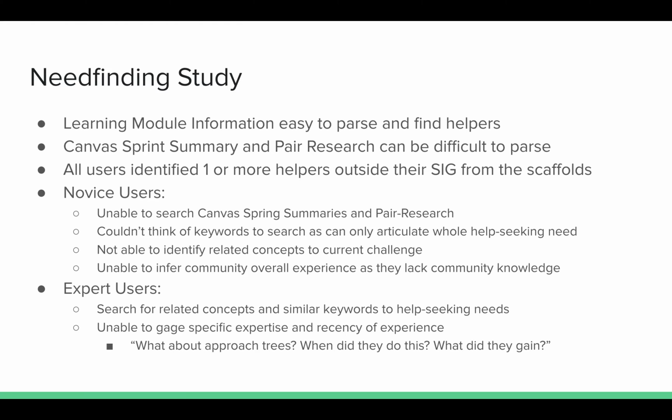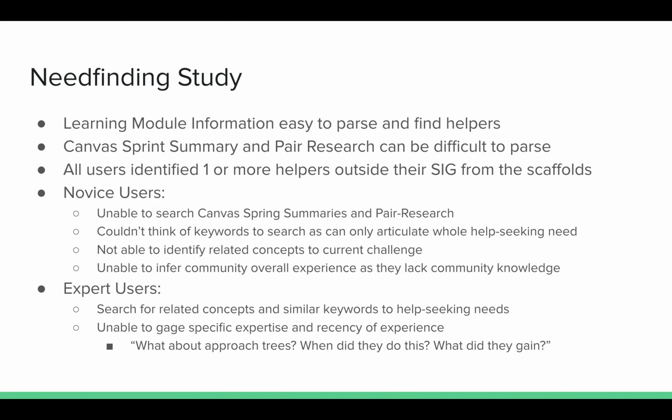So information sheets like the learning module are easy to parse because it's very simple information and listed very clearly. But information sheets like Canvas, Sprint Summary, and Pair Research can be very difficult to parse since they're very unstructured in terms of the responses people have, and can be really difficult to read through one at a time, given that there could be a lot of information available.